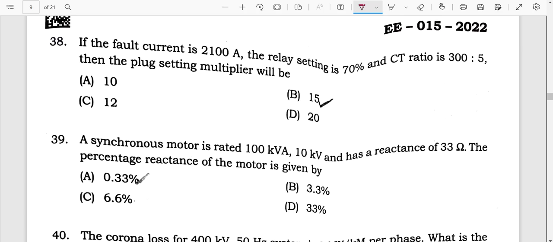The next question: if the fault current is 2100 amps, the relay setting is 70%, and the CT ratio is 300 to 5, the plug setting multiplier is? So PSM is the fault current divided by the relay setting into the CT ratio into the rated secondary current. That is, the fault current 2100 divided by the relay setting 70/100 into the current setting 300/5 amperes into 5. Substitute this and you'll get the answer as 10. So the answer is A here.